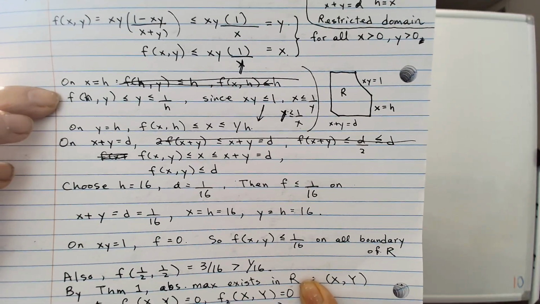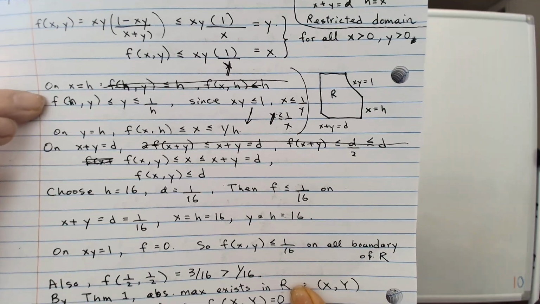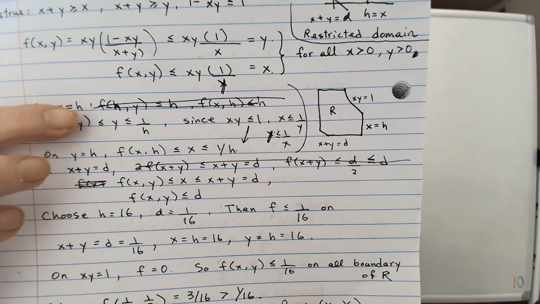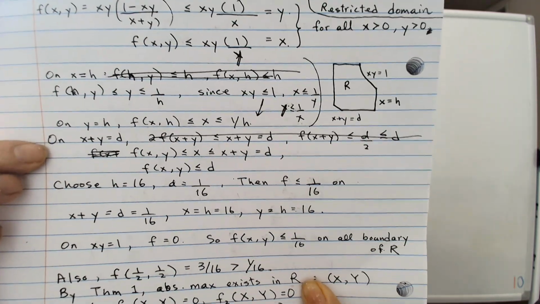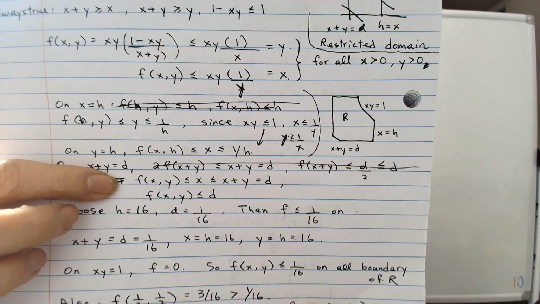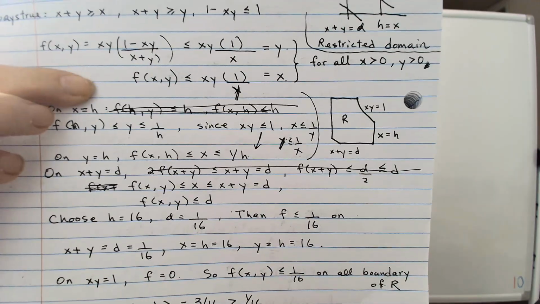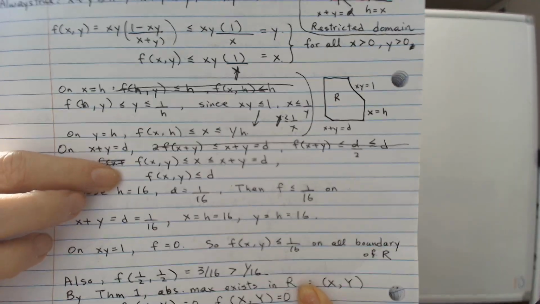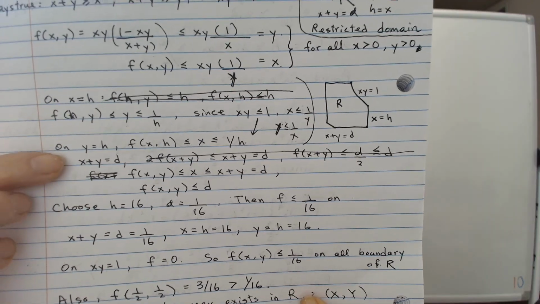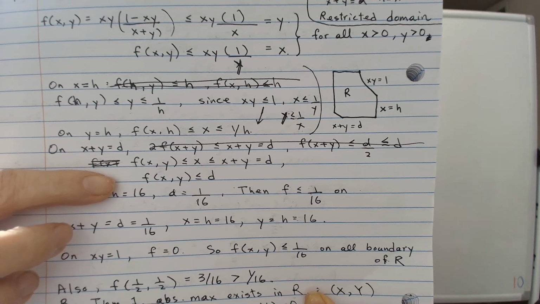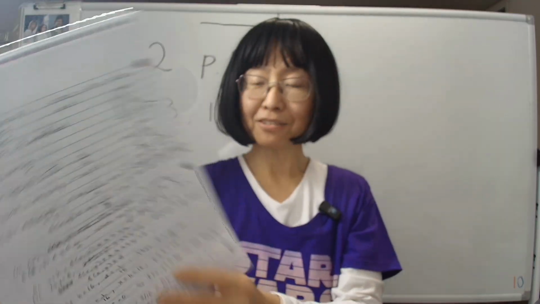So f of x, h and f of h, h are both going to be less than 1 over h. Okay, and then on x plus y equals d, f of x, y, which is less than x, we had that here, which is less than x plus y, being that they're both positive, which is equal to d. So on x plus y equals d, f of x and y is going to be less than d. All right, so far so good.